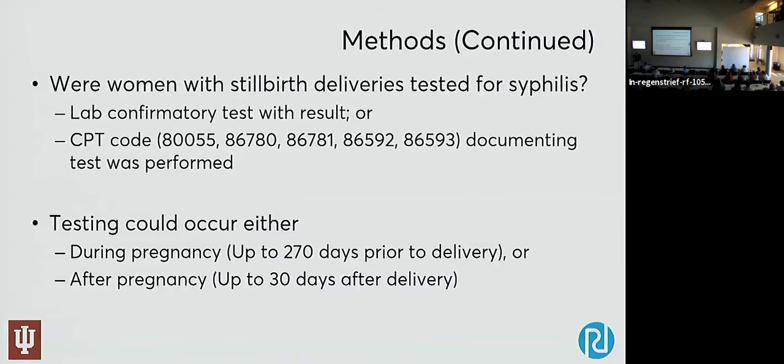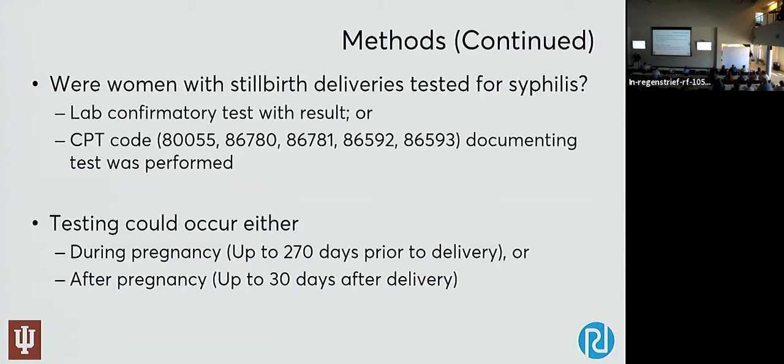So were women with stillbirth deliveries tested for syphilis, right? Was our main question. And so we wanted to look at the laboratory test result, confirmatory test with the result, or in some cases where we had CPT codes, we wanted to look at a CPT code that documented that testing was performed, because our main outcome was not necessarily whether someone was positive for the disease, but did they get tested, which is the guideline from CDC.